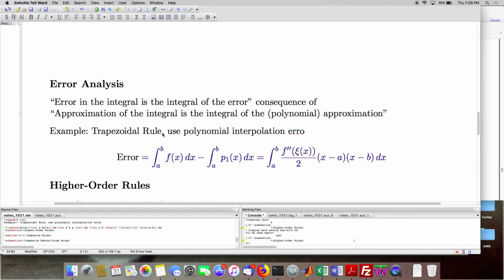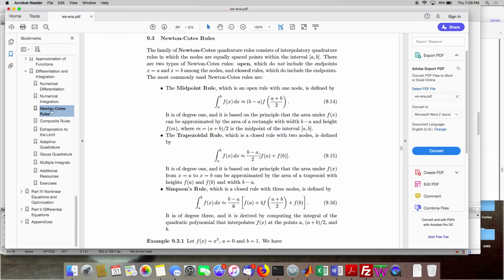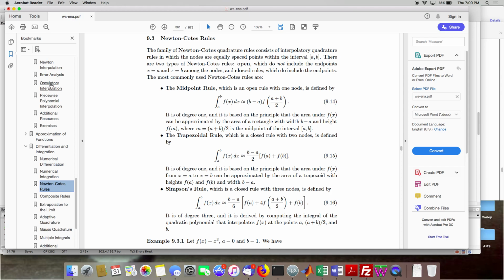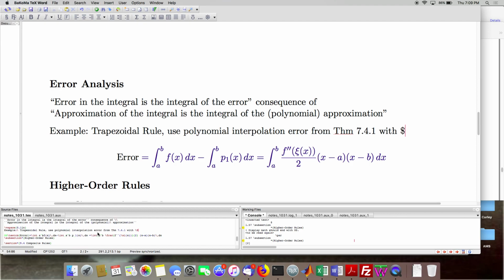So theorem 7.4.1, let me make sure I have the correct theorem number there. Yes. With n equal 1. And that's what gets us here.